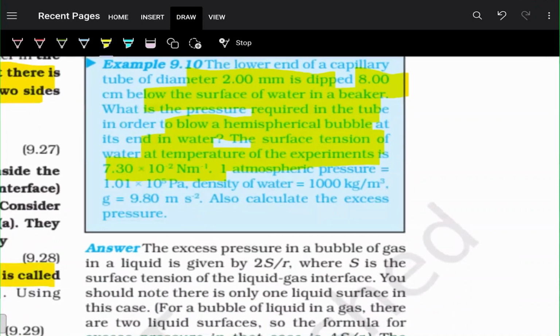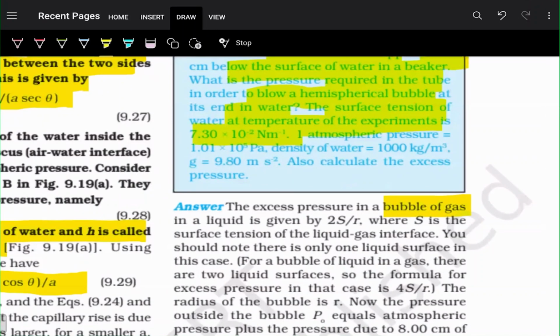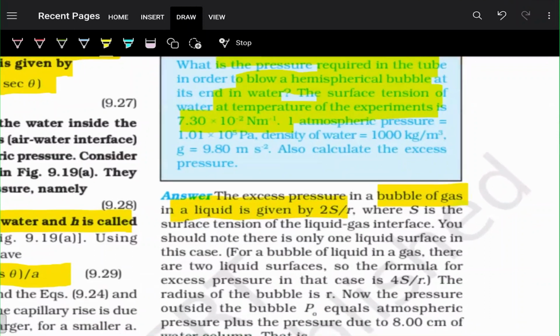Density of water is given. See, it's very simple only. See, excess pressure in a bubble of gas in a liquid is given by 2s by r. Right, for a gas in a liquid, when it is a bubble, it is 2s by r, where s is the surface tension of the liquid-gas interface. Okay, you should note there is only one liquid surface in this case.